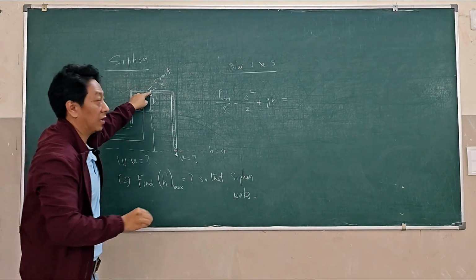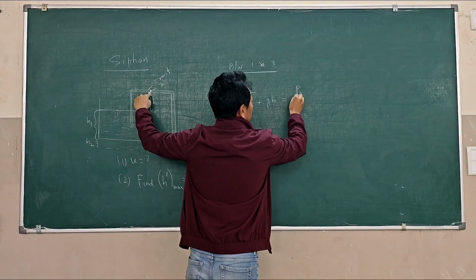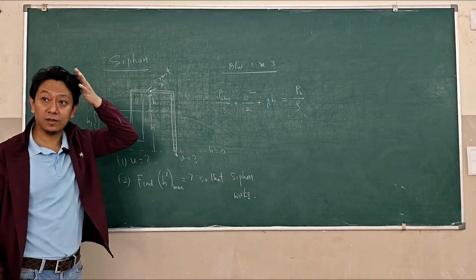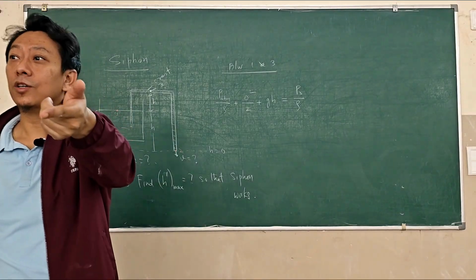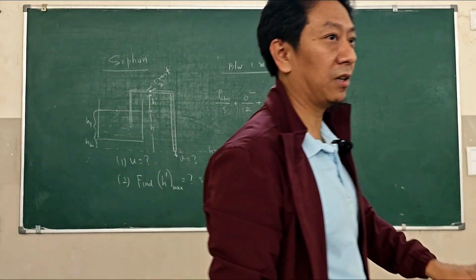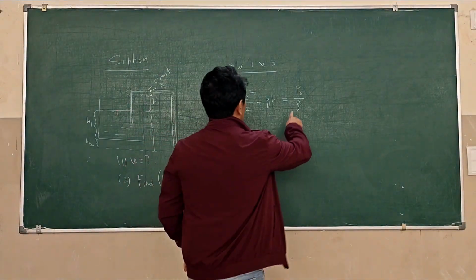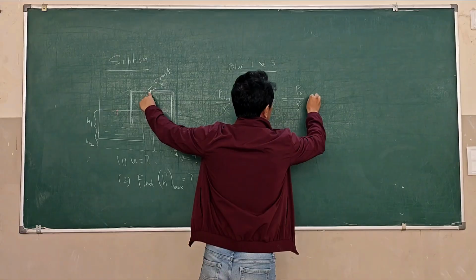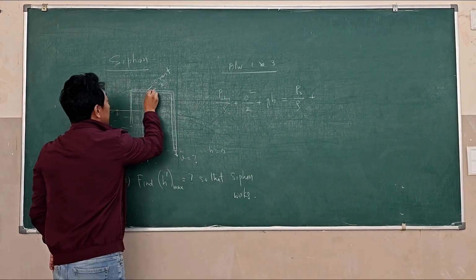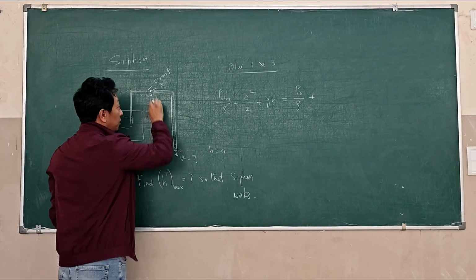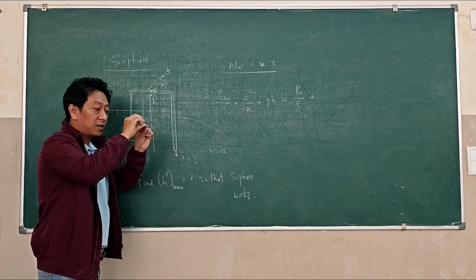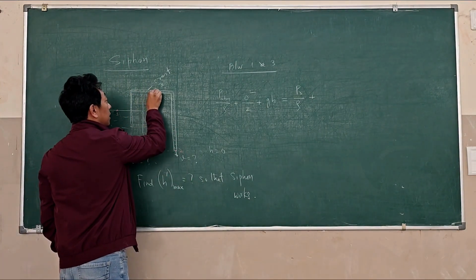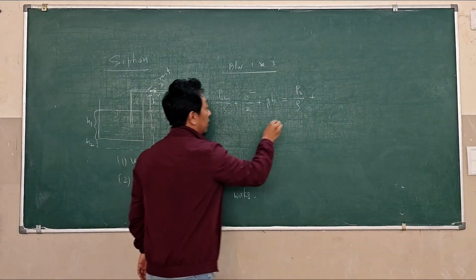Now you tell me the pressure here, that we don't know. P3. Don't tell P atmosphere. It is not open to the atmosphere. That is our clue. Pressure there should not become less than vapor pressure, which we will assume 0. So P3 by rho plus V square by 2. Here V will be the same as here V because this is the same area. If the area is the same, the flow velocity will be the same. So here the flow velocity will be V only.